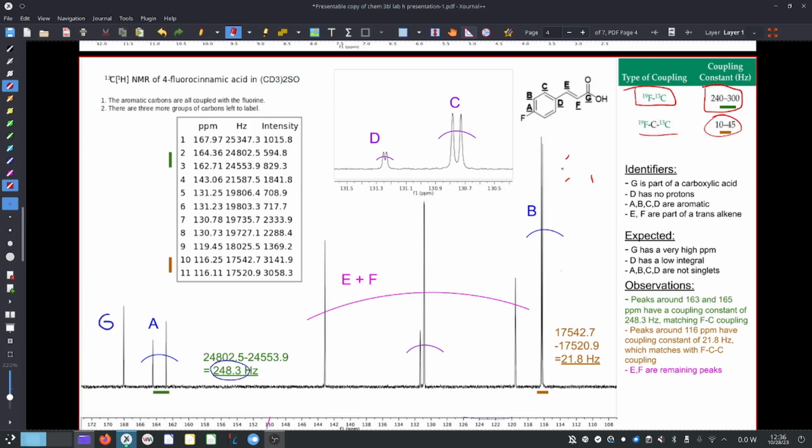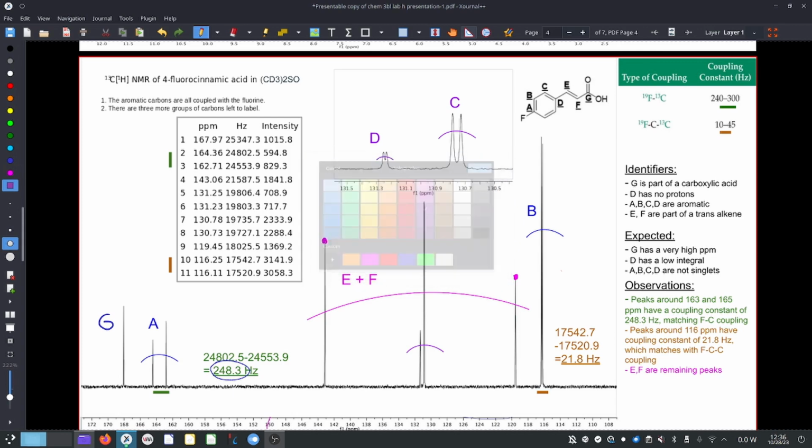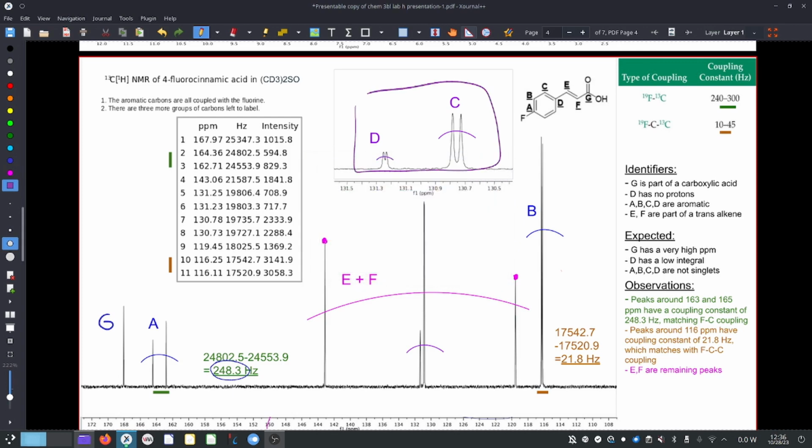Clean it up a bit. I do want to note that the way I've drawn it might be kind of confusing, but I've tried to color code it. The pink ones are these peaks, just these two. They don't include the ones over here. The purple ones are the ones that have been zoomed in a bit. So these D and C, they are part of just these two peaks. Okay, so this is the CNMR of the starting material.